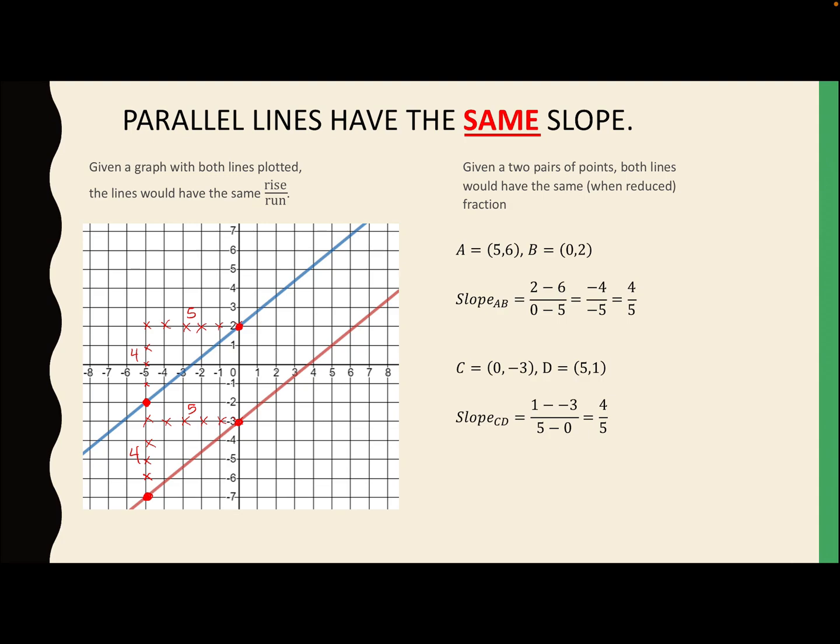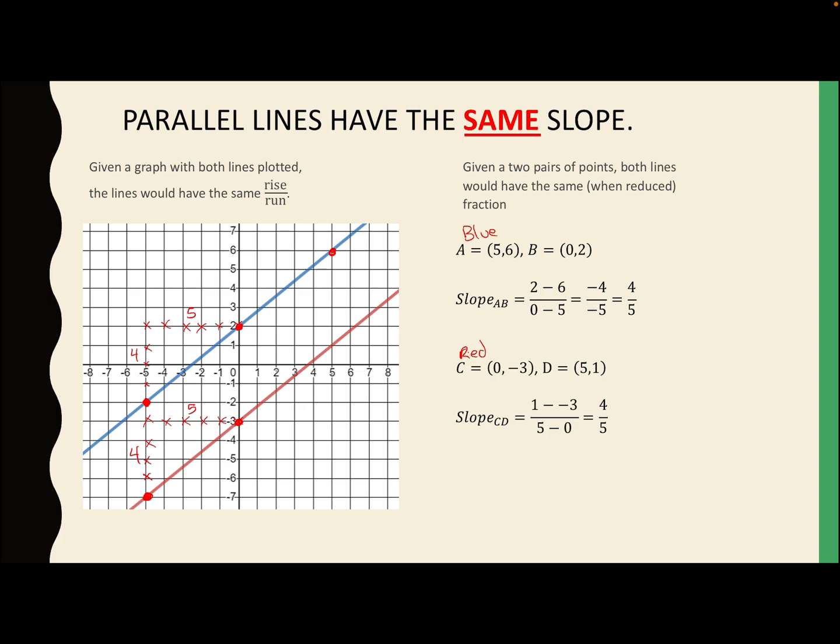For the slope formula, if we substituted in each point for the line into the slope formula, we would get 2 points on the blue line. The blue line is the line AB, and the red line is line CD. So 2 points that are on line AB are (5, 6) and (0, 2). So that means that this point (5, 6) is here. And if we did the slope formula, we would get 4/5.